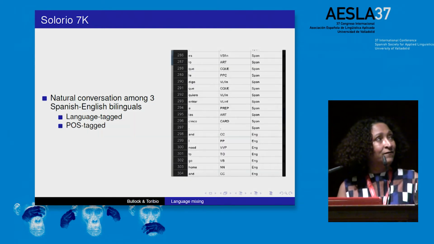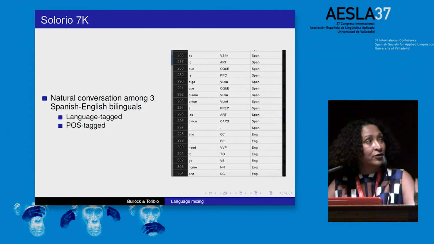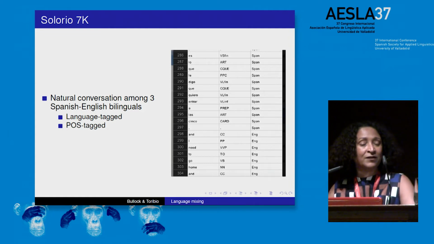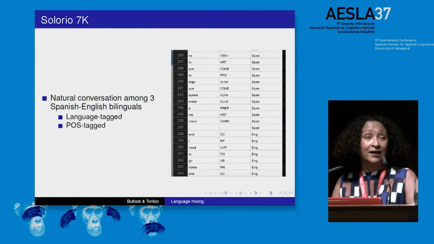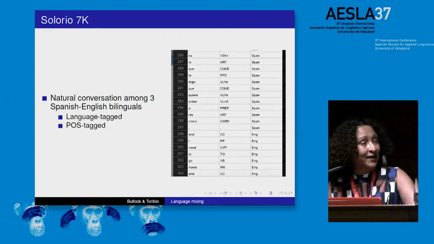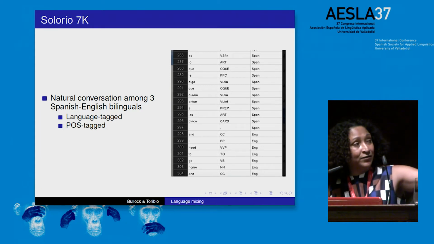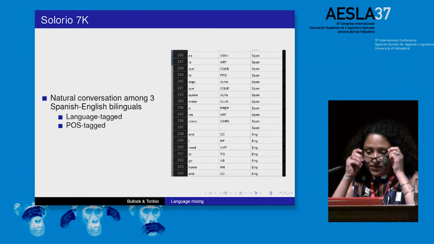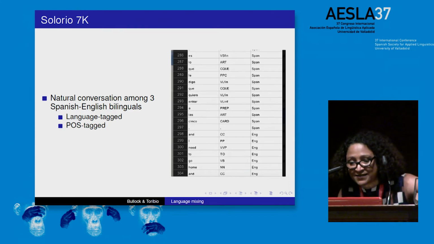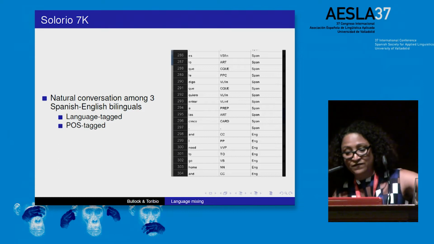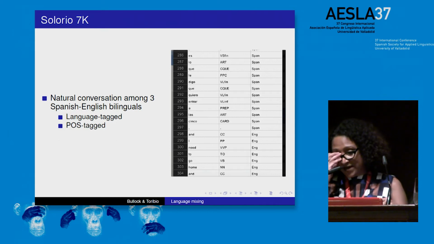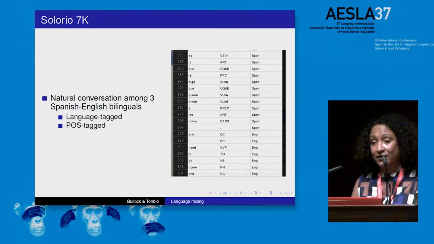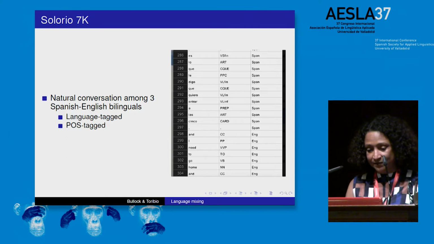Okay, and finally, there's Solorio 7K. This is a transcript of a natural conversation among 3 bilinguals in the US. It is language tagged, and here you can see what the language tagging looks like. So the first word there you see is "es," and it's a verb. In Spanish, it's a finite verb. So that is data that was shared with us by Tamar Solorio, who is a computational linguist.